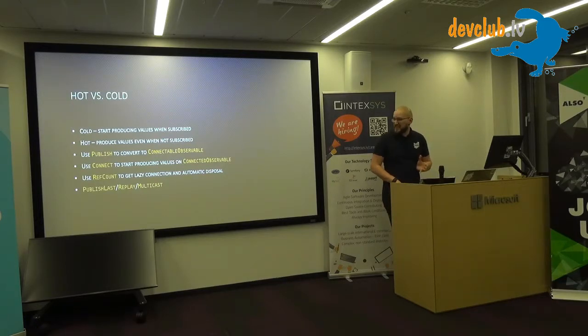Timers seem to be hot observables if we look at them from our notion of time, but they actually are cold ones. They are not running unless you subscribe to them. What else could be hot observables? User interaction with the system, like mouse movement coordinates, for example. The user moves the mouse around even if you don't observe it, pardon the pun. So it is producing the values.